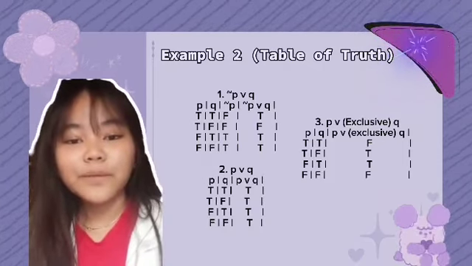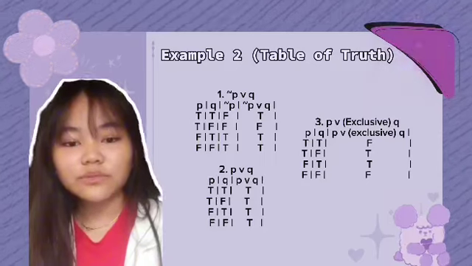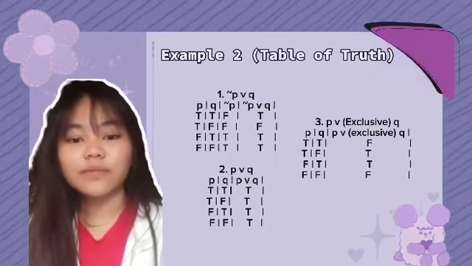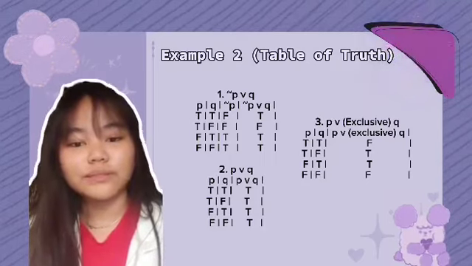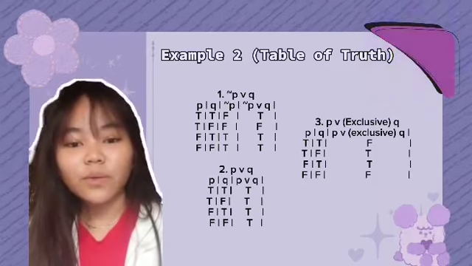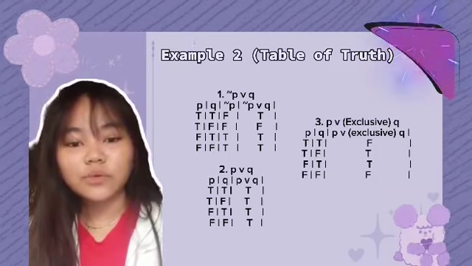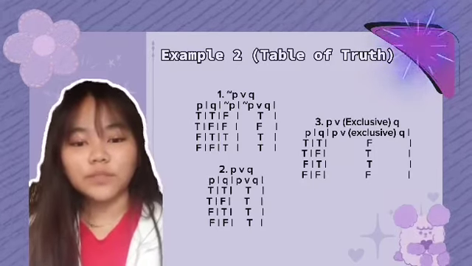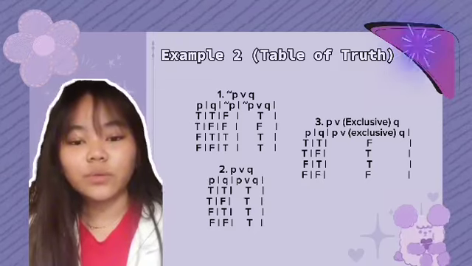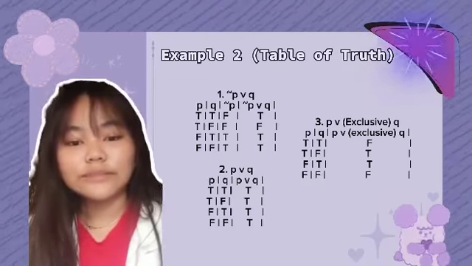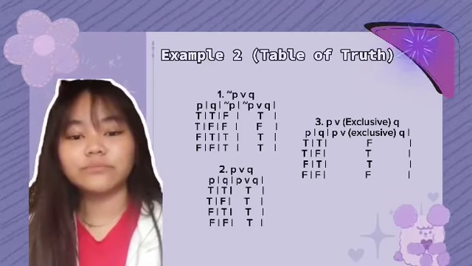Number 3: P exclusive or Q. The truth table shows the following. When both P and Q are true, the expression is false because both cannot be true at the same time for the exclusive condition. When P is true and Q is false, the expression is true because only P is true. When P is false and Q is true, the expression is true because only Q is true. When both P and Q are false, the expression is false because neither part is true.